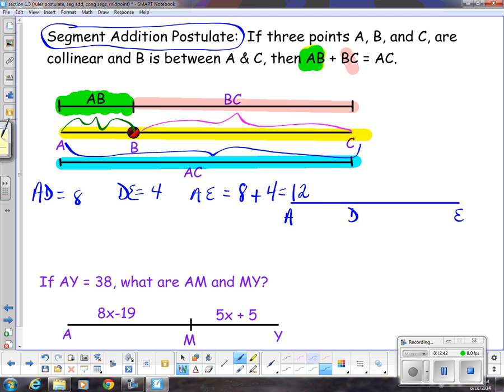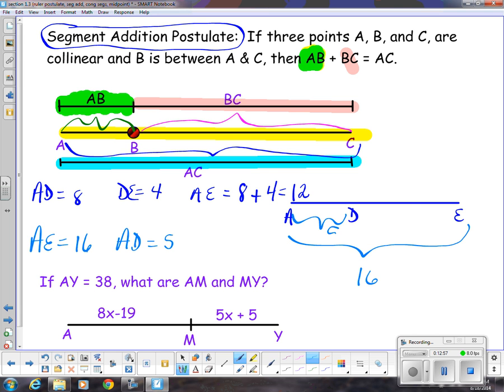Now, I could have said, well, suppose the distance from A to E is 16, and the distance from A to D is 5. Well, now they're telling us the whole thing is 16. This part is 5. How are we going to find out what that part is? Well, what do you add to 5 to get 16? Another way to say that is 16 subtract 5 is 11. In other words, if this were 11, 11 plus 5 is indeed 16.